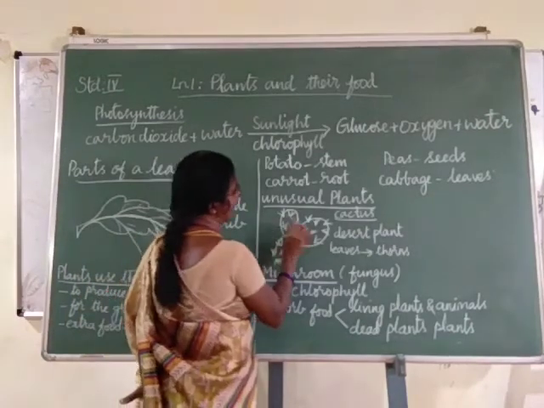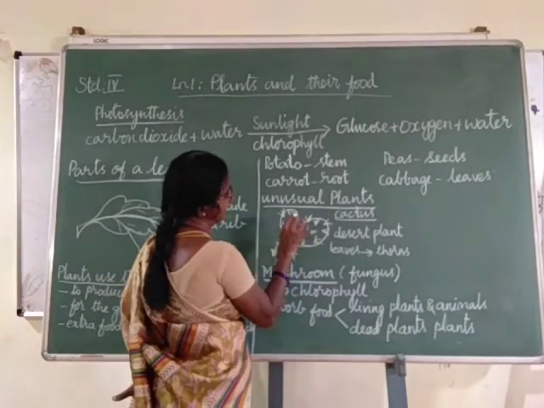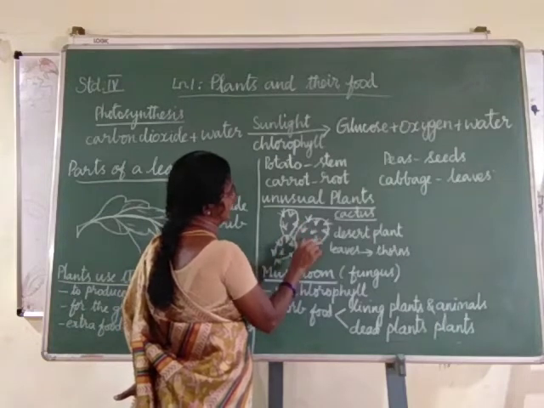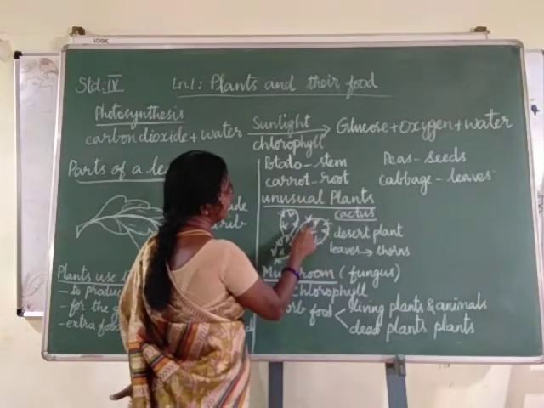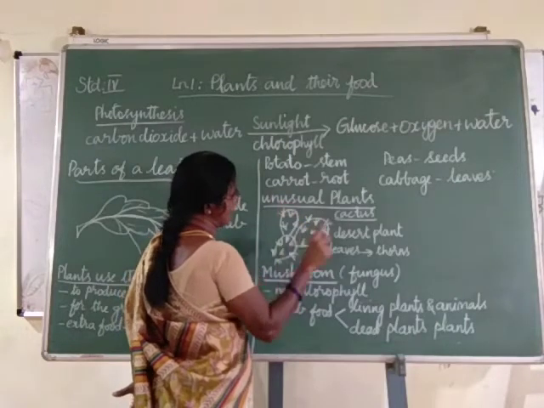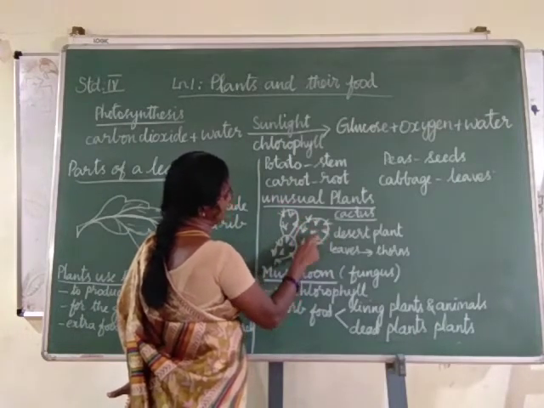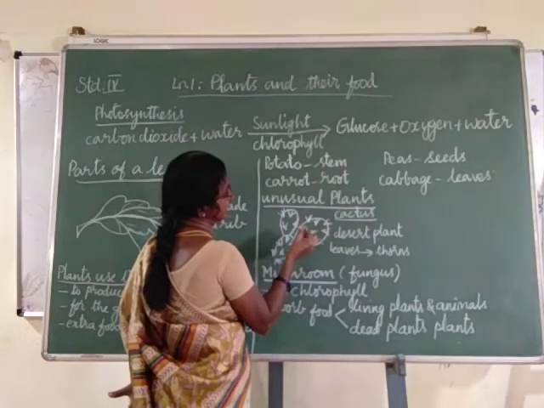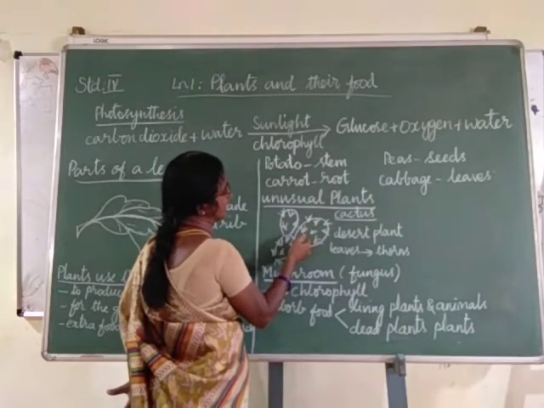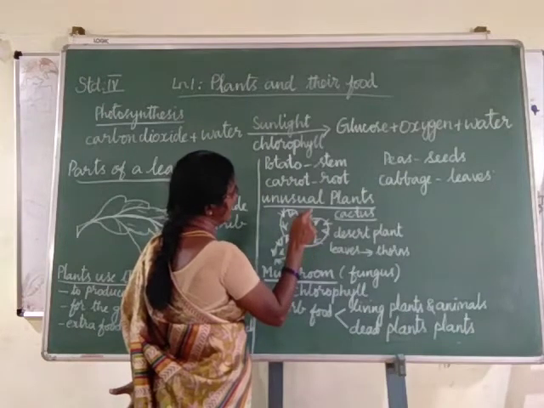How can food be prepared without leaves? Here, instead of leaves, there are tiny thorns. Instead of leaves, the stem prepares the food. The stem is thick and fleshy. Here the stem prepares food.